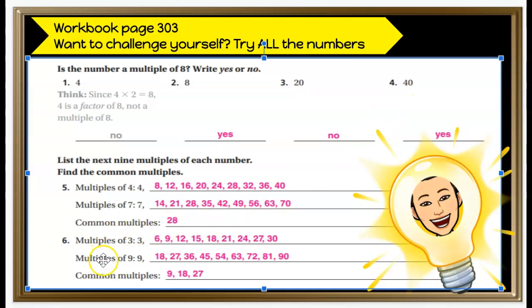Let's take number 6. Multiples of 3. We're going to list them. Remember, boys and girls, we start with the given number, which is 3. Multiply it by the counting numbers, which are 1, 2, 3, 4, 5, 6, and so on. Therefore, 3 times 1 is 3. 3 times 2 is 6. 3 times 3 is 9. 12, 15, 18, 21, 24, and so on. We're simply going up by 3s.